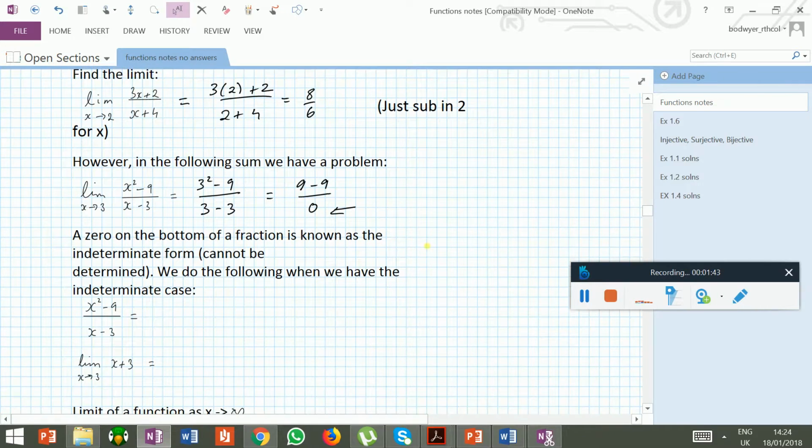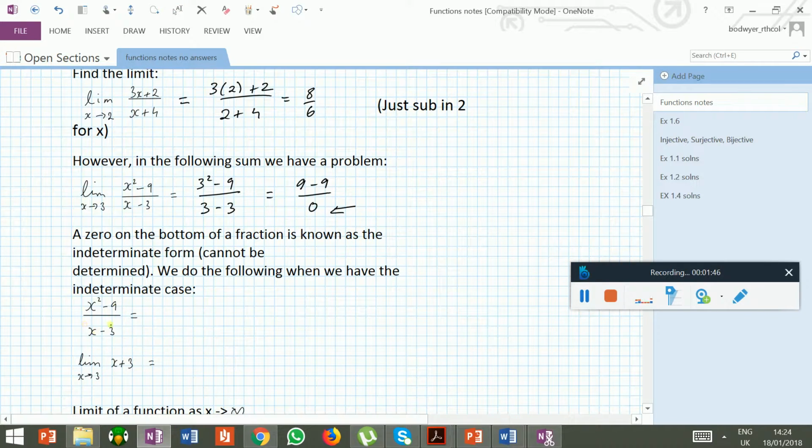So if we end up with something like this, the way we solve it is, well, we have a couple of options. What we could do first is you could factorize the top. x plus 3, x minus 3, divided by x minus 3, and then these two things cancel, and you end up with x plus 3. And then you do the limit as x tends to 3 of x plus 3, which is 6, okay? So that will work out okay as well.